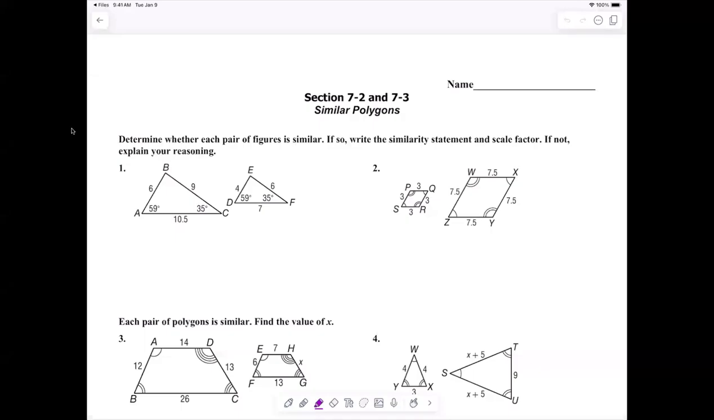All right, so for today, we're going to try to zip through section 7.2 and 7.3.